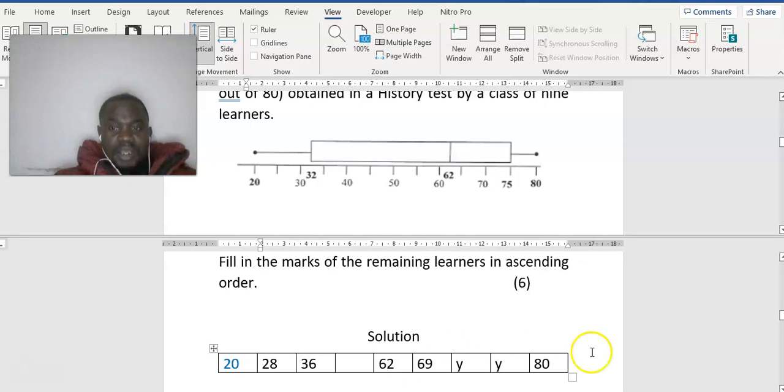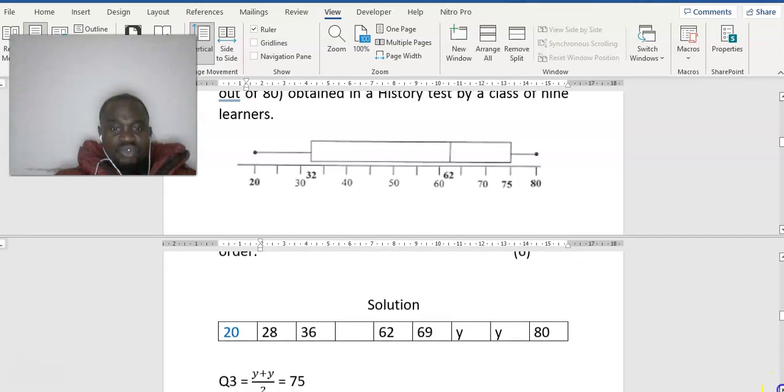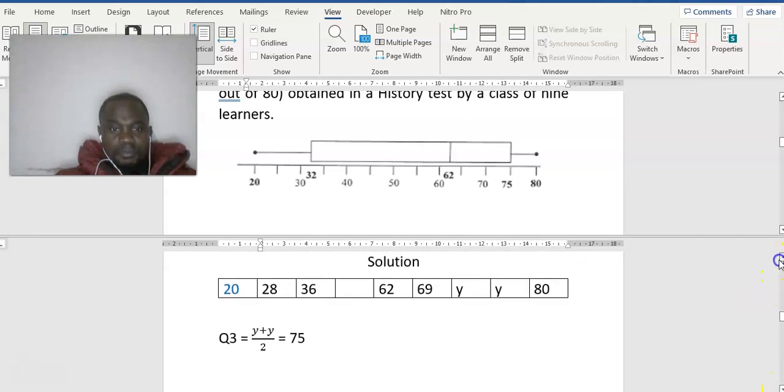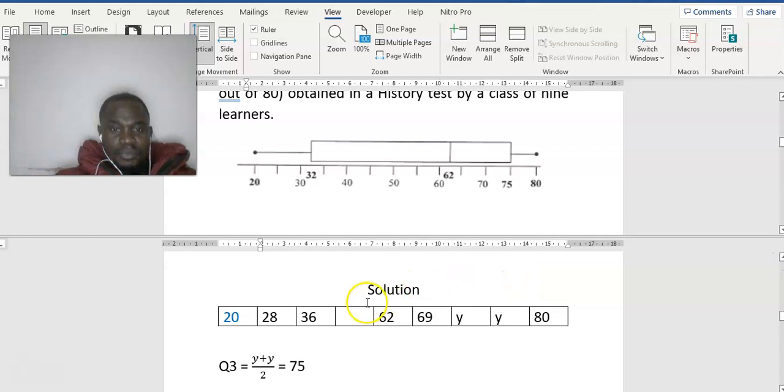Okay, now if I divide this one into 2, this is our median. Our Q1 is going to be in between this, because it counts 1, 2, 1, 2. Our Q3 is also going to be 1, 2, 1, 2, in between this one. So the first thing we are going to do is find Q3.